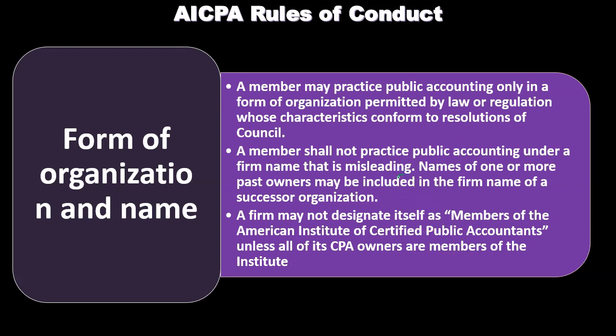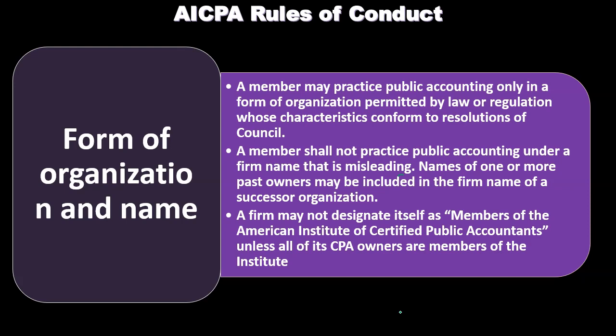Obviously, when we set up the CPA firm, you want to make sure that the firm name isn't going to be misleading. Most CPA firms are pretty straightforward with, in essence, the names of the people that are going to be involved as CPAs within the firm. So you want to make sure that everything is straightforward in terms of the naming of the organization if you're doing public accounting. Names of one or more past owners may be included in the firm name of a successor organization. So they're basically saying, if there's a past owner, it's kind of traditional for a past owner to want to have their name there, possibly as a legacy type of thing. And if it was the name of a past owner, that's not going to be misleading.